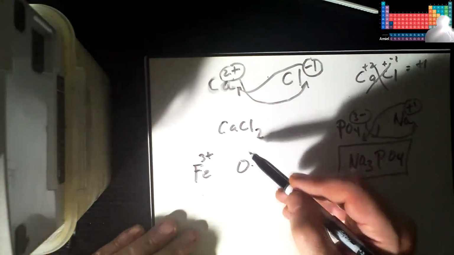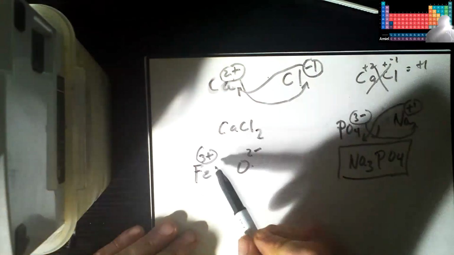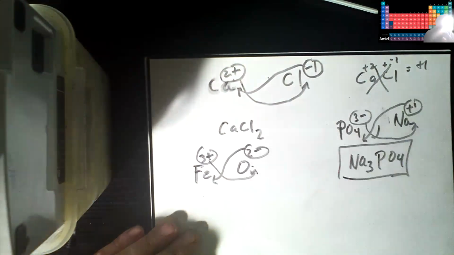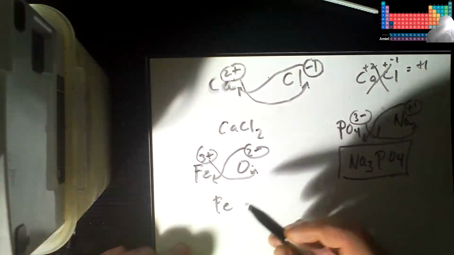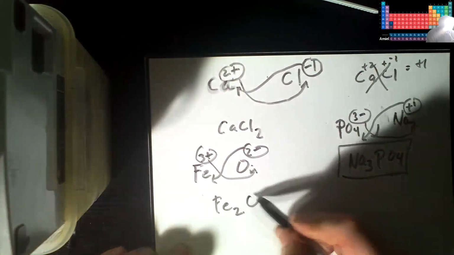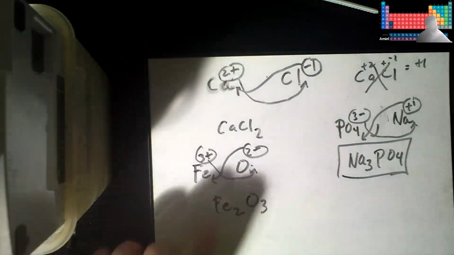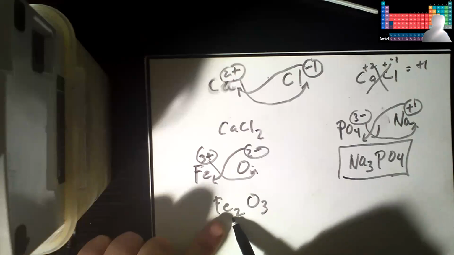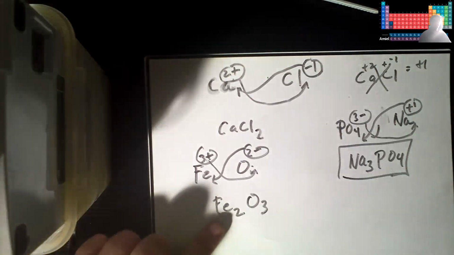Oxygen is in group 17. It's always a double minus. So we have a 3. That becomes the subscript. The 2 becomes the subscript for the iron. And we have Fe2O3, like that. Check it. Plus 3 times 2 is plus 6. Minus 2 times 3 is minus 6. Minus 6 plus 6 equals 0.